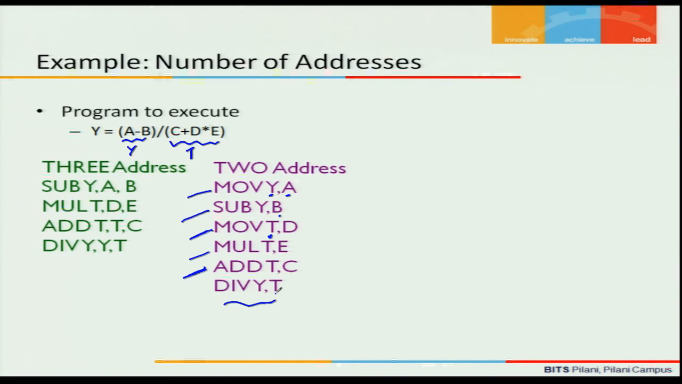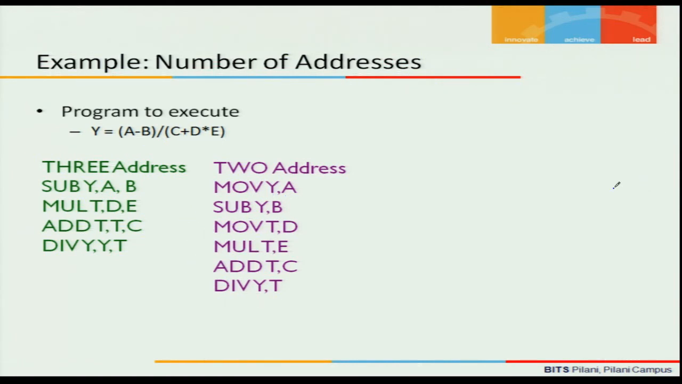So you can see here that the number of instructions that we end up using for a 2-address machine are 1, 2, 3, 4, 5, 6. For a 3-address machine, we finished the work in 4 instructions. I require, in this case, 6 instructions.